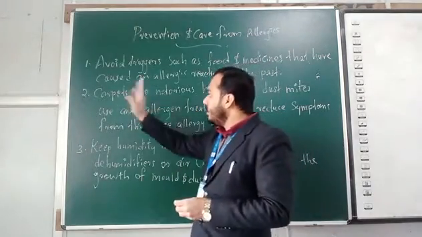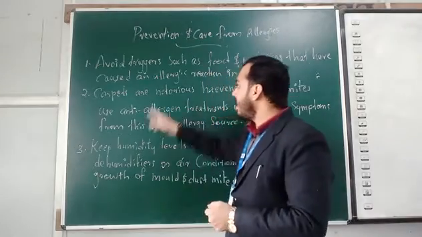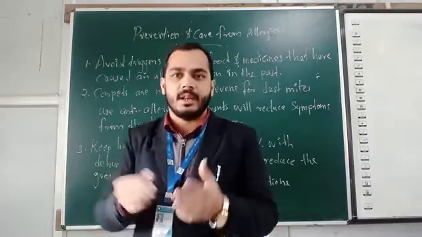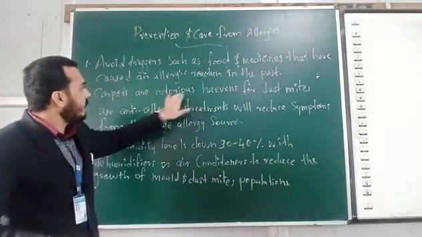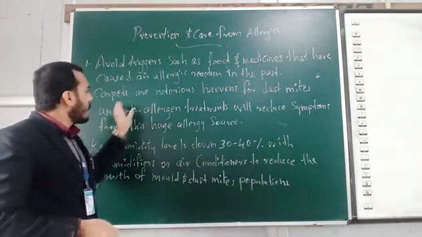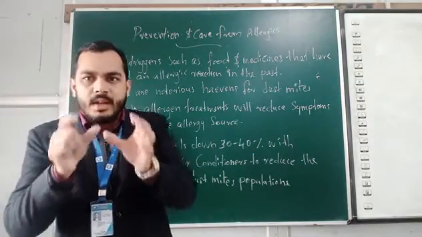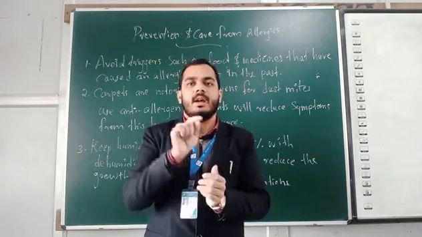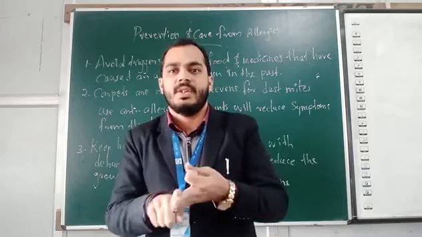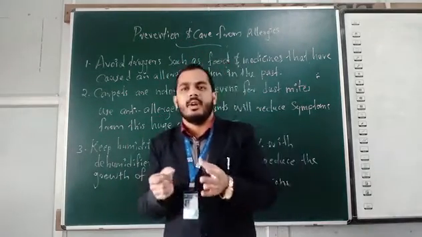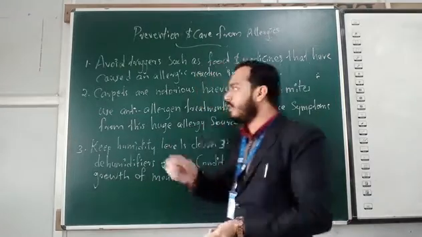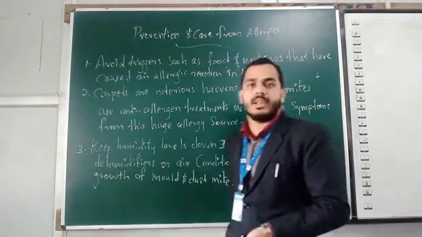Next one, carpets are the notorious haven for dust mites. Very clearly given here, carpets are the notorious haven for dust mites. Okay, why are we telling like this about carpet and pillow, bed cover, bed sheet, which we are using daily, even clothes also? Why are we saying that it is a notorious haven for dust mites?